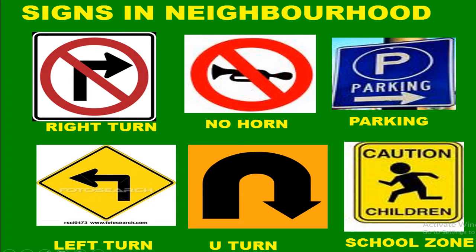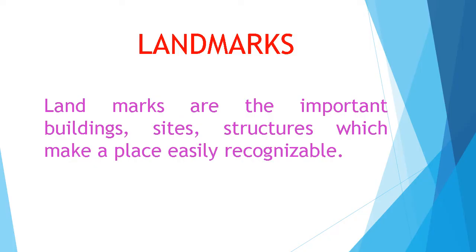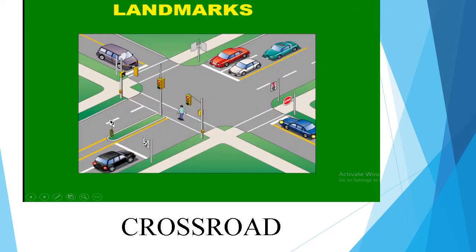Observe this picture in which there are some common symbols which you may have observed while moving around your neighborhood. Now, as you can see, landmarks are also important to make a place easily recognizable. These landmarks can be a building, a site, a structure, a T point, or a crossroad, etc. Like in this picture, you can observe a crossroad as a landmark.